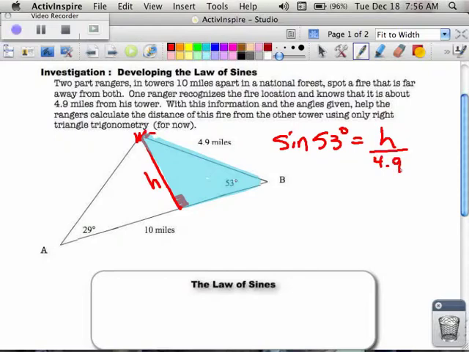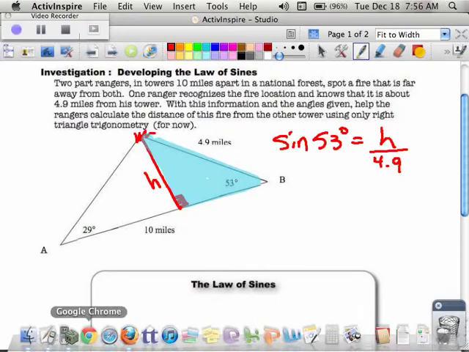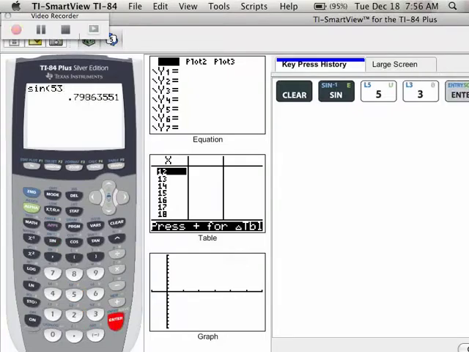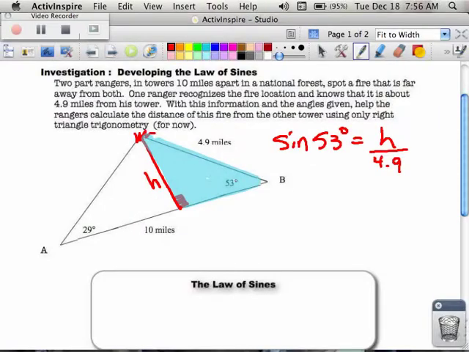And then we also learned that we can go into our calculator, make sure we're in degree mode, and we can type in the sine of 53 degrees. And we have to go to 4 decimals whenever we use trigonometry. So that means I'm going to use 0.7986. So 0.7986 equals that H over 4.9.